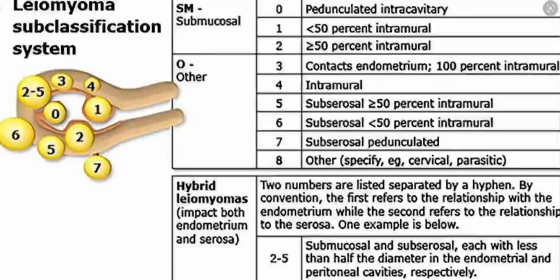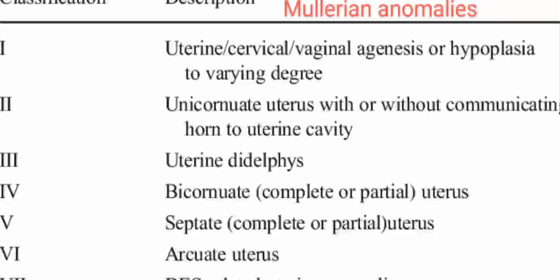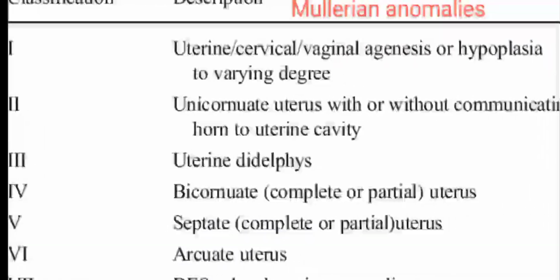The first refers to the relationship with the endometrium, while the second refers to the relationship with the serosa. One example is below, like 2 and 5. What are 2 and 5? 2 is submucosal, and 5 is subserosal, each with less than half the diameter in the endometrial and peritoneal cavities respectively. Means you have to denote them with the number 2, okay, 2-5. So that's about the fibroid classification.